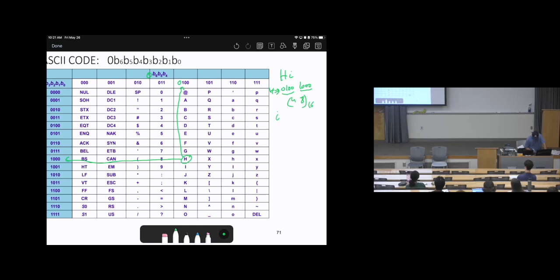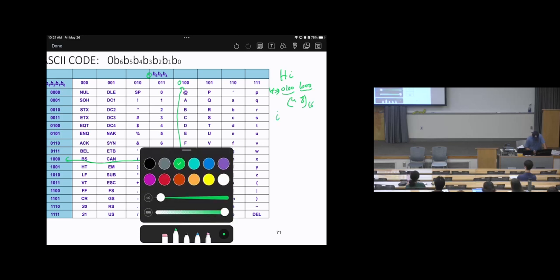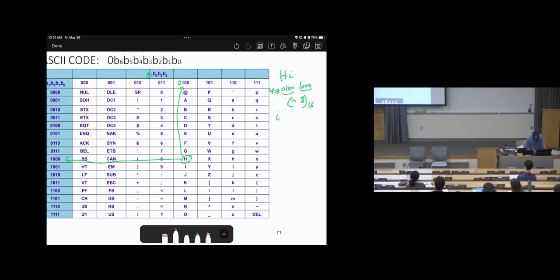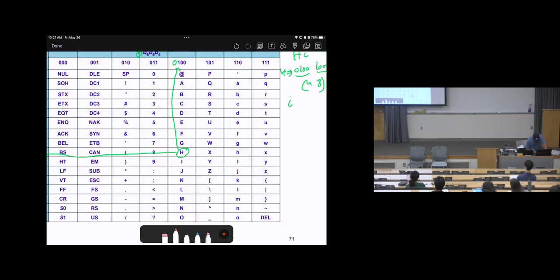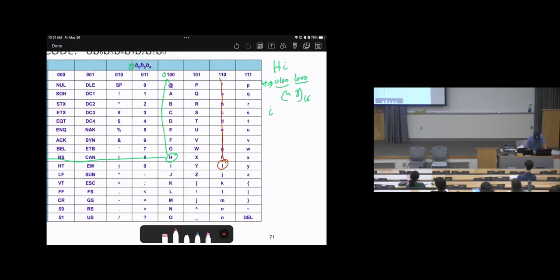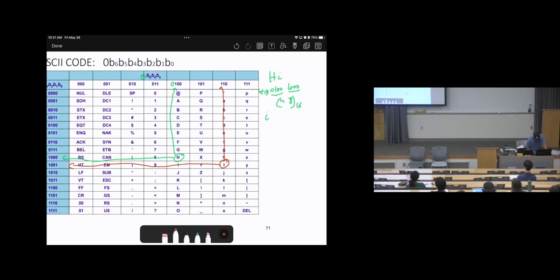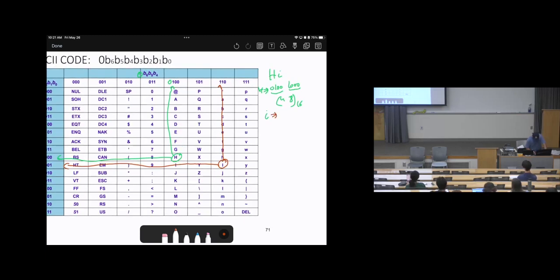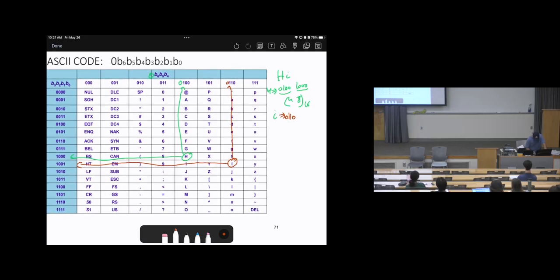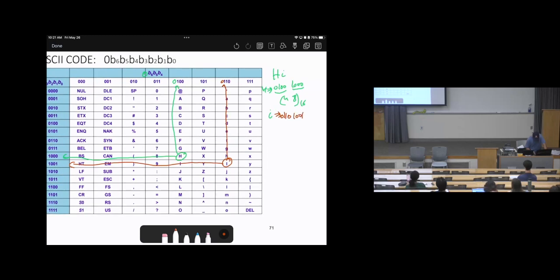Now the letter I, look at the letter I. Here is I, it's written as lowercase. Go to the table, look for I as a lowercase. I think it should be here. Here are the lowercases. So I start with here, then go here. So I is equivalent to 6. Don't forget the leading 0 in every byte. 0, 1, 1, 0. Then here we have 1, 0, 0, 1.